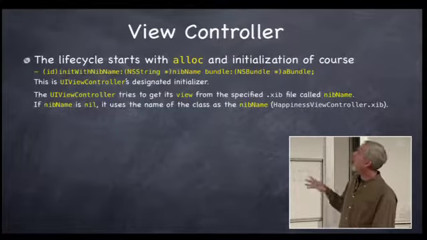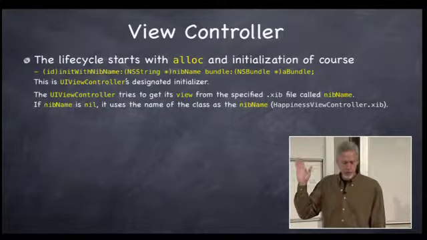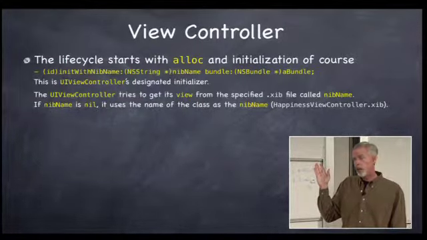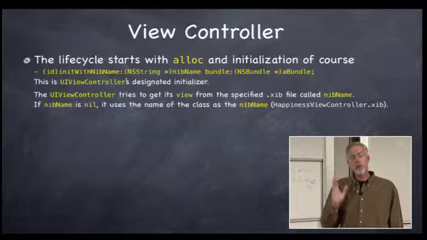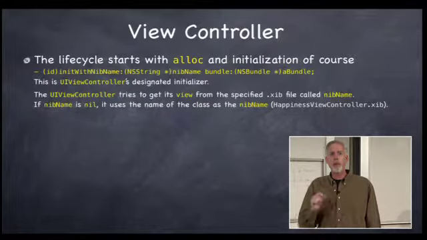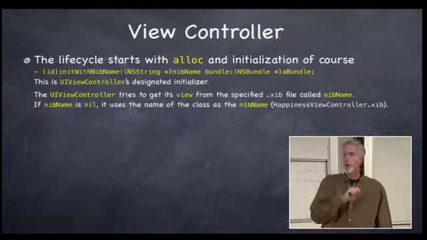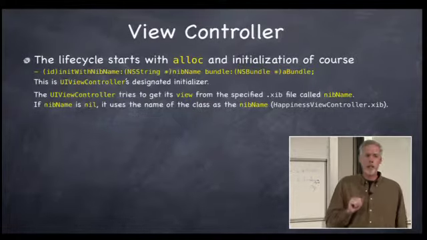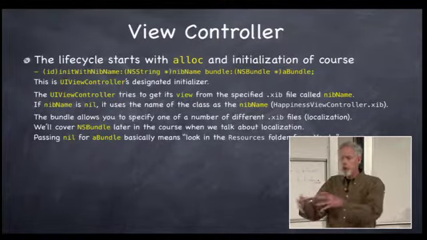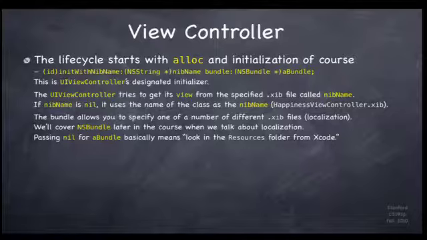The UIViewController tries to get its view from the nib file specified here. If you call this with a nibName of nil, it tries to use the name of the class as the name of the nib file. That's how you're getting HappinessViewController: the name of that class is HappinessViewController, so it's looking for HappinessViewController.nib because this is being called with nil. The bundle parameter allows you to specify different nib files for the same view controller, mostly based on localization. So you might have a German nib file, a Swedish one, an English one, and a Japanese one in different bundles, and it'll look in the bundles.